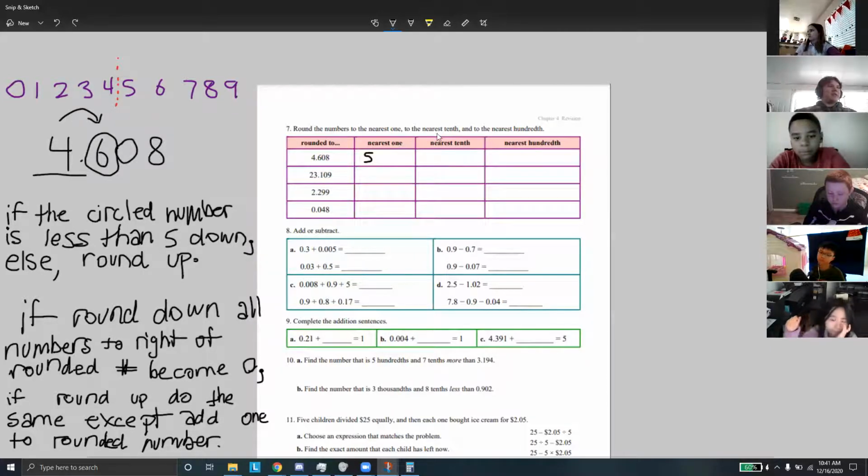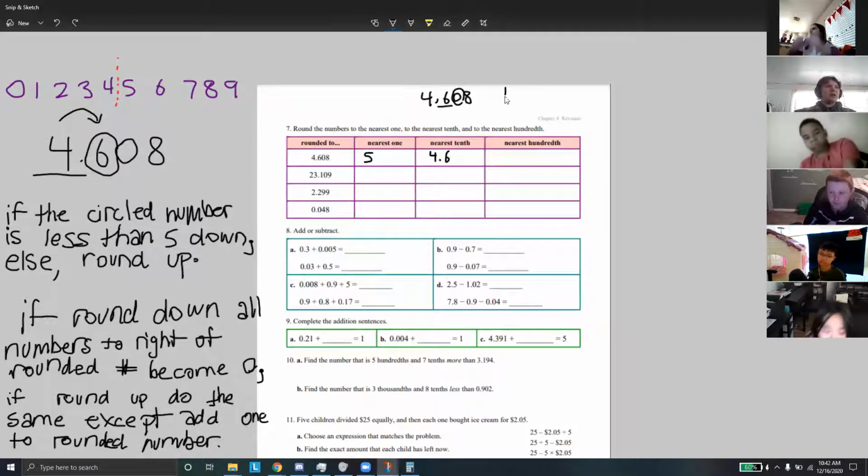Next, we're rounding to the 10th. So we have 4.608 rounding to the 10th. Underline the 10th, look at the number to the right. 0 is less than 5, so we're going to round down. Keep the numbers the same, except everything to the right turns into 0. So we don't even have to write it, because it all turns to 0. We just don't write anything after the place that we round to.